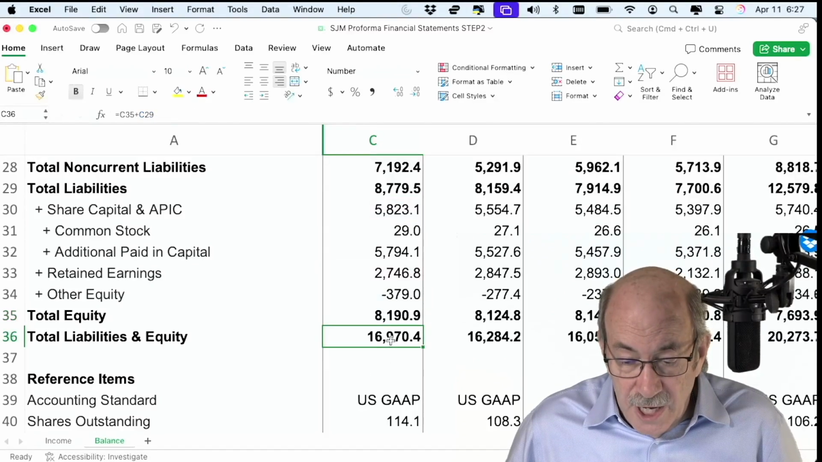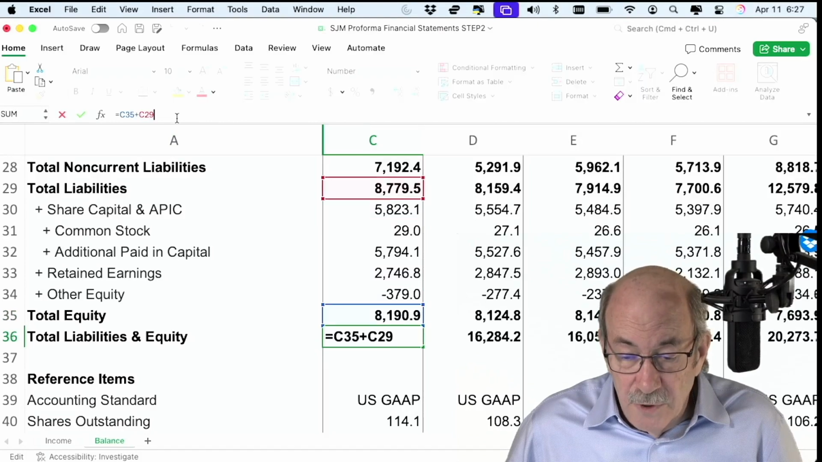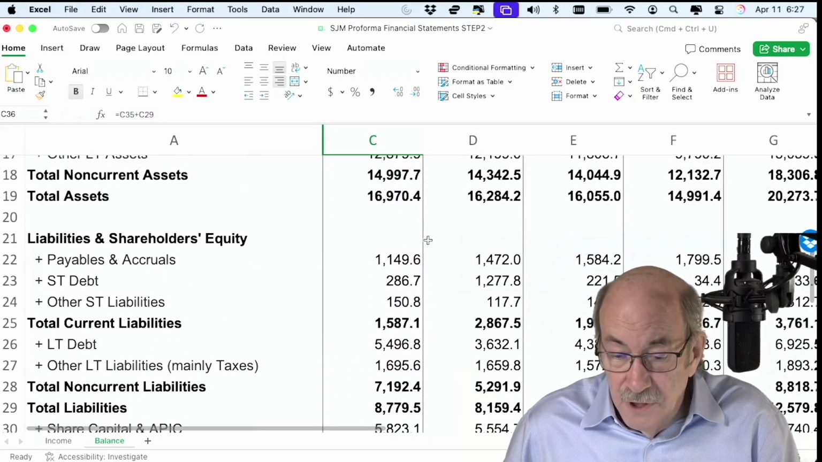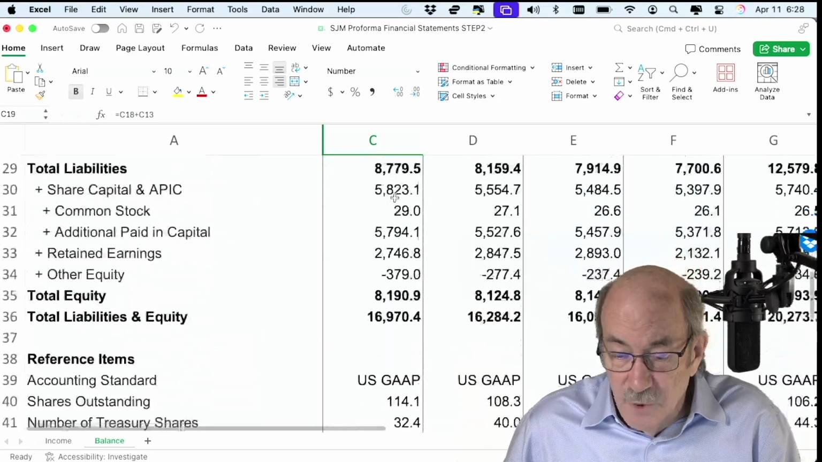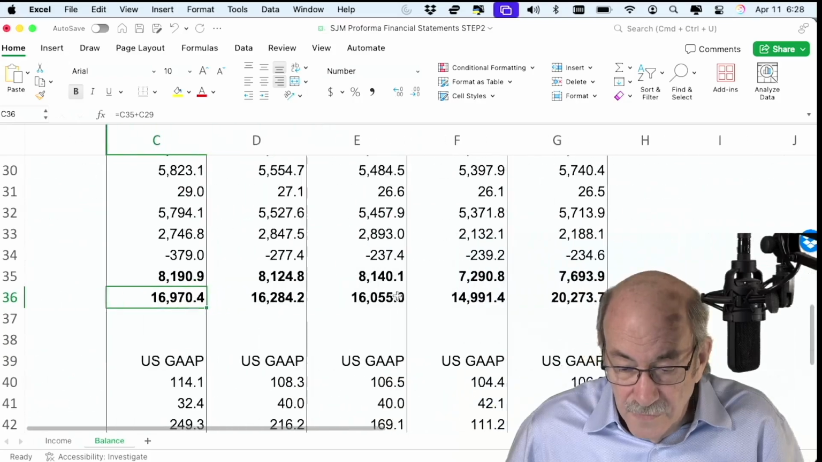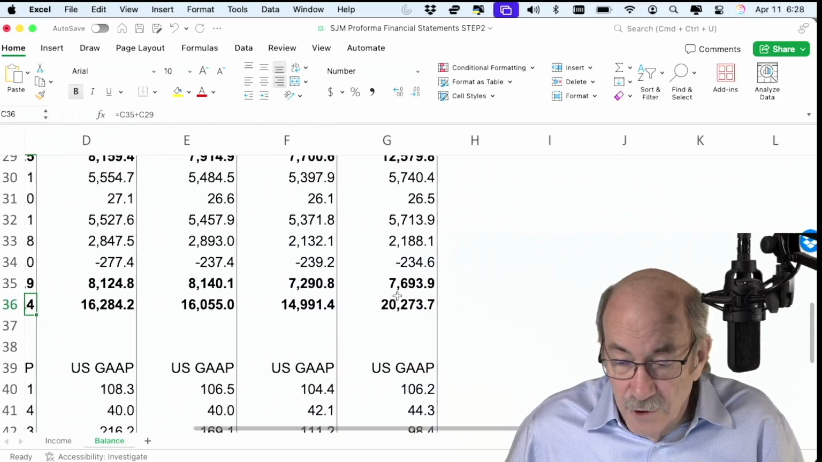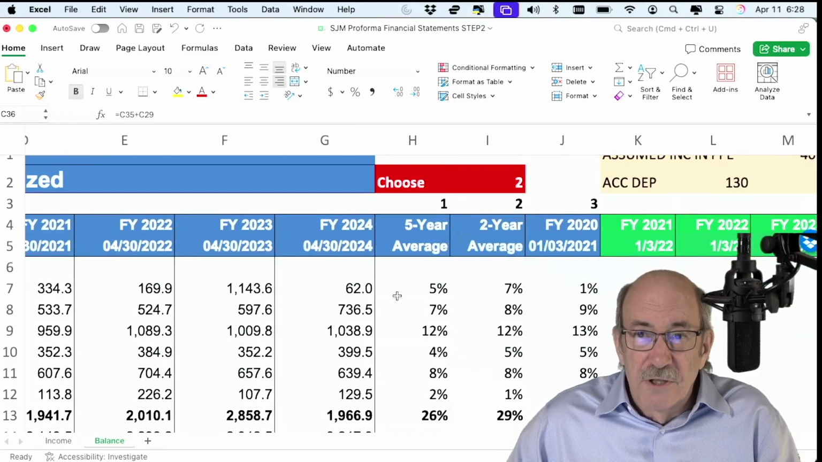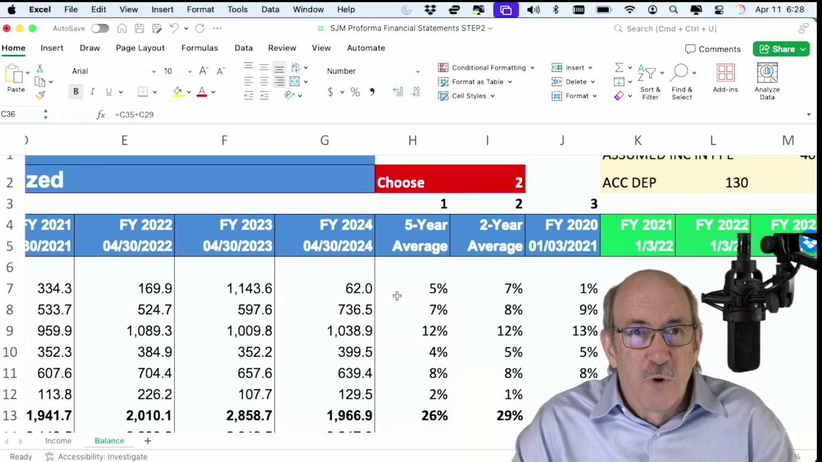And then finally we add together equity and liabilities. And obviously we hope that those balance out. 16,970.4, 16,970.4. Everything is good. And we've got that for all the 4 years. The other thing I've done here is, well, let me stop here and see if there are any questions.